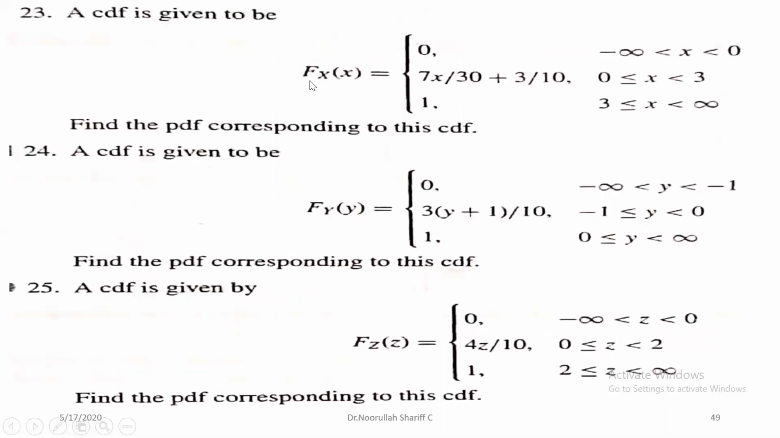For us, there is another example, in which the CDF is given as F_X(x) equal to 0 between minus infinity to 0, 7x by 30 plus 3 by 10 between 0 less than x less than 3, and 1 between 3 and infinity. So we need to find the probability density function, PDF, corresponding to this CDF. So let us take that example.